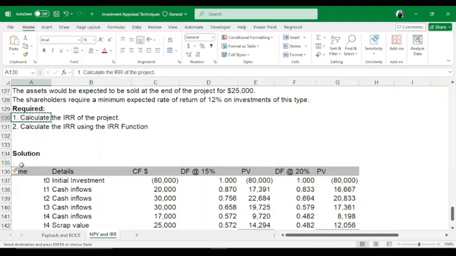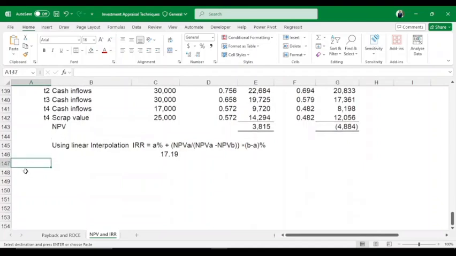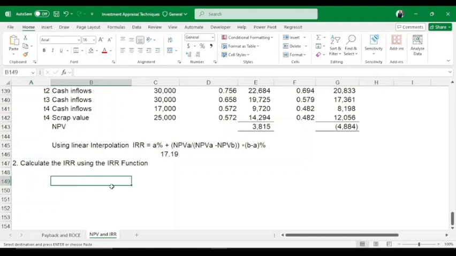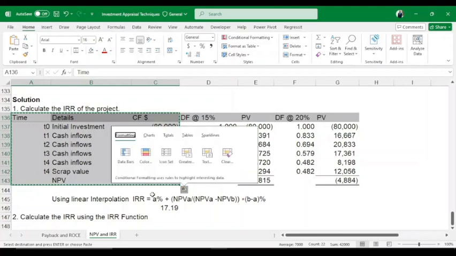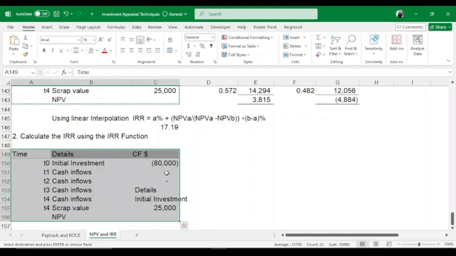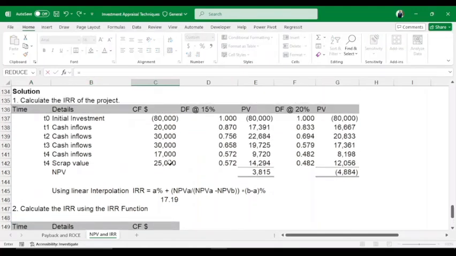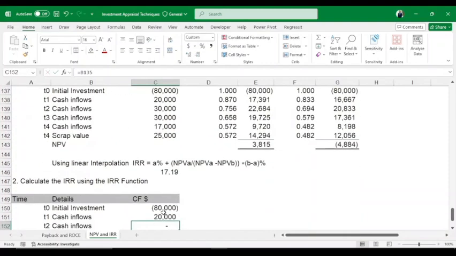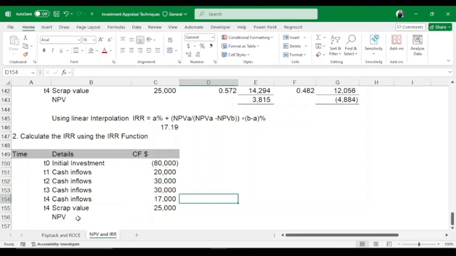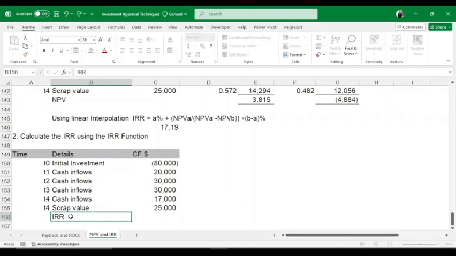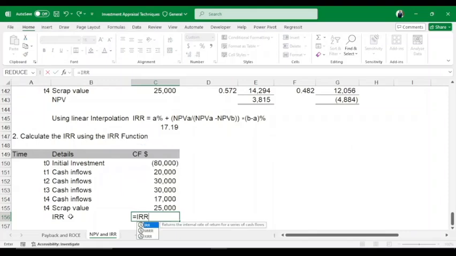So I can copy this and paste here. Now the second requirement is we should use the Excel IRR function. So to use the Excel IRR function, this is what is going to happen. We are only going to have these parts. Okay, so I'm going to copy this and paste here. I'm going to link to the various items and fill downwards to here. All right, so we have our IRR, and that will be equal to IRR, that is the function.